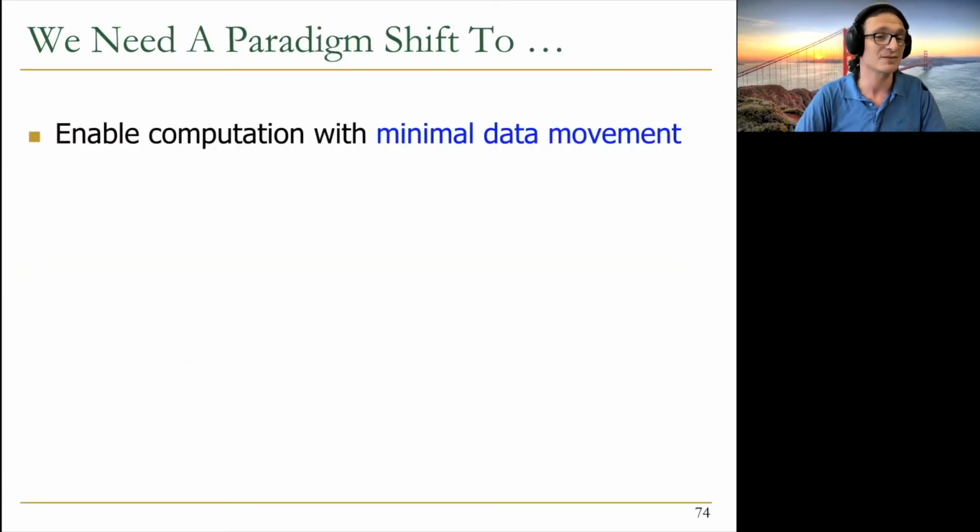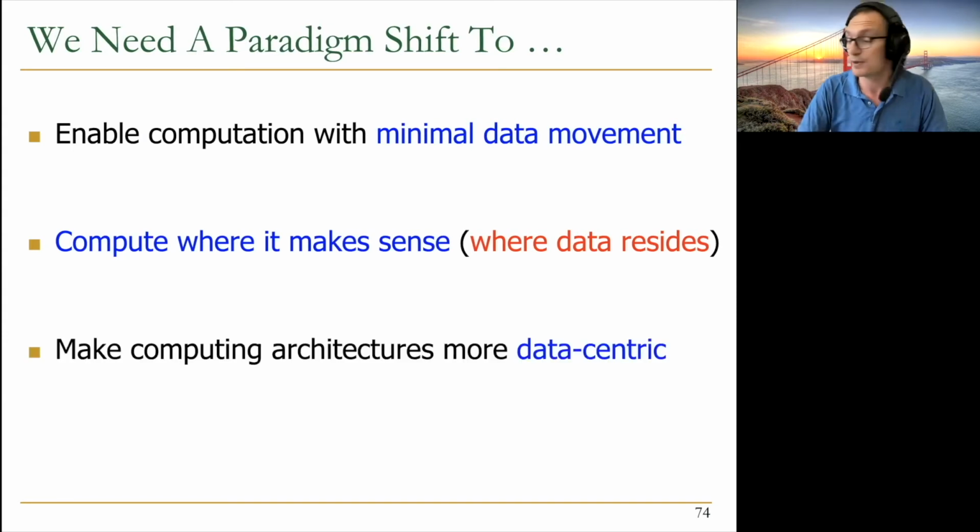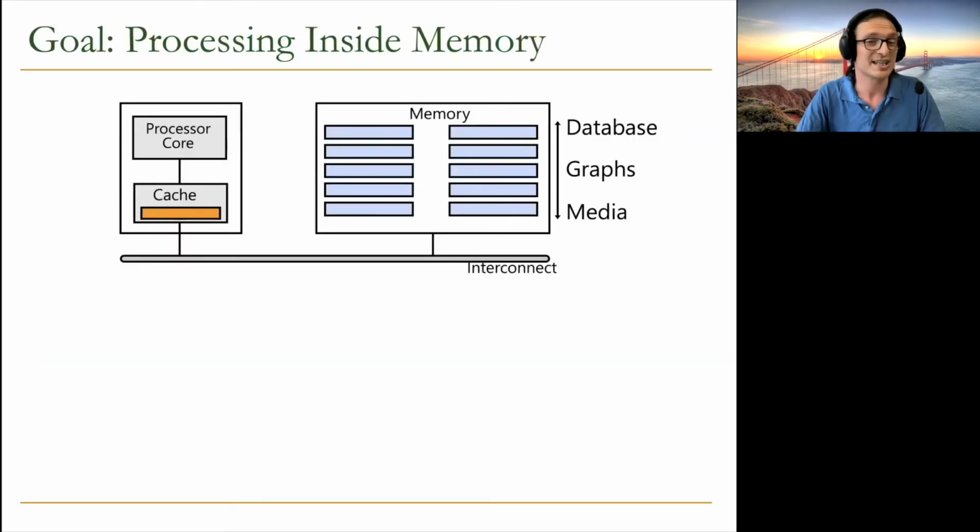This is a paradigm shift. We want to enable computation with minimal data movement, compute where it makes sense, where data resides. It could be anywhere. It could be memory. It could be disk. It could be tape. It could be where the data is generated, in a genomics engine, for example, in a genome sequence analyzer. We want to make computing architectures more data-centric. And the goal is really processing inside memory. This is one place where we can do processing.